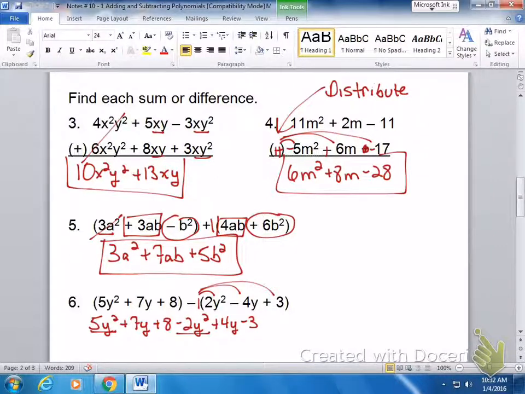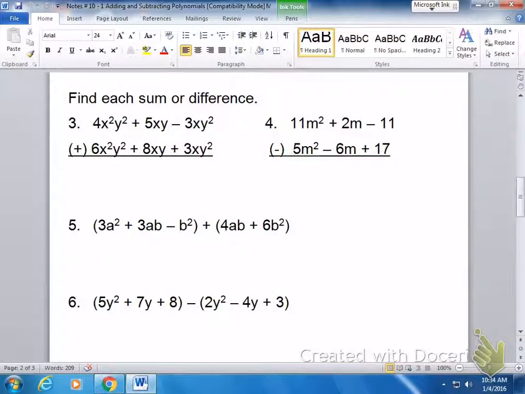5y squared minus 2y squared is 3y squared. I have plus 7y, but also have this plus 4y. 7 plus 4 is 11y. I've got plus 8 minus 3. 8 minus 3 is plus 5. So once you distribute the negative 1, guys, it's just adding and matching, so be careful.